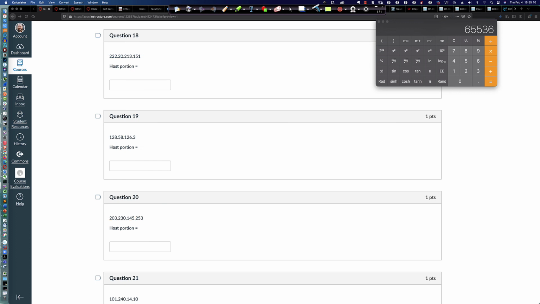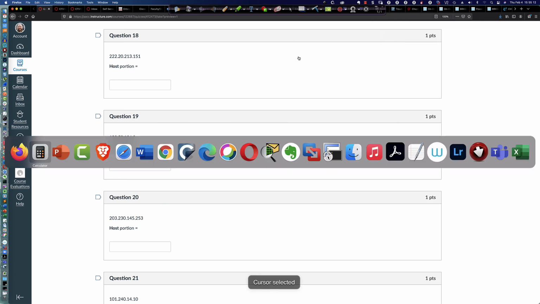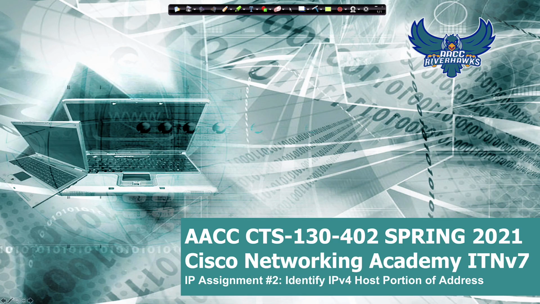All right, well, let's clear the screen. Those were the answers. And that is going to do it for this activity on identifying the IPv4 host portion of an address in a scenario where we're working with classful boundaries.